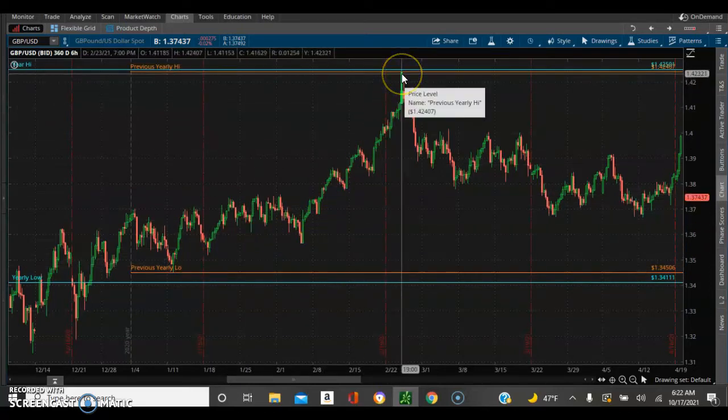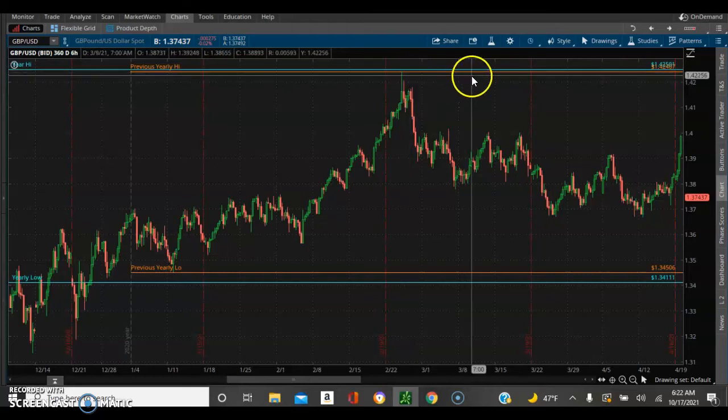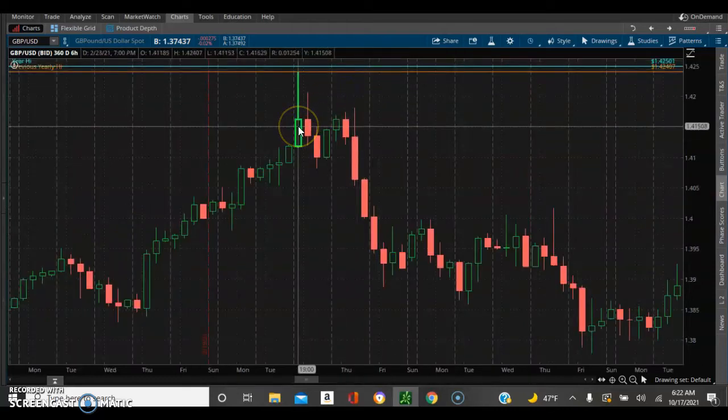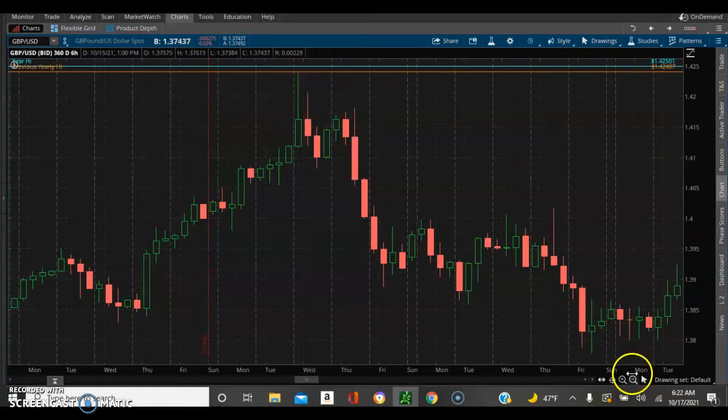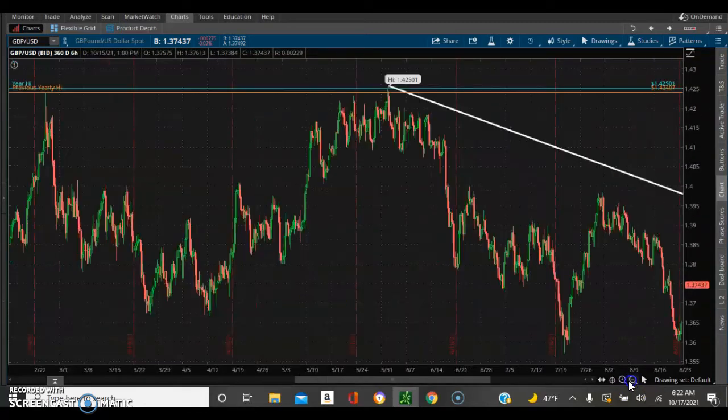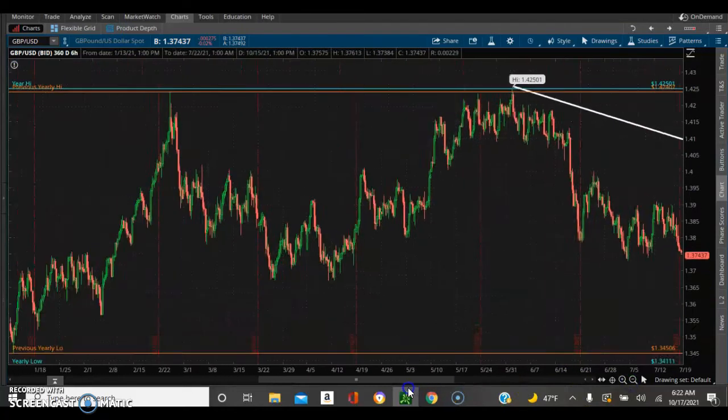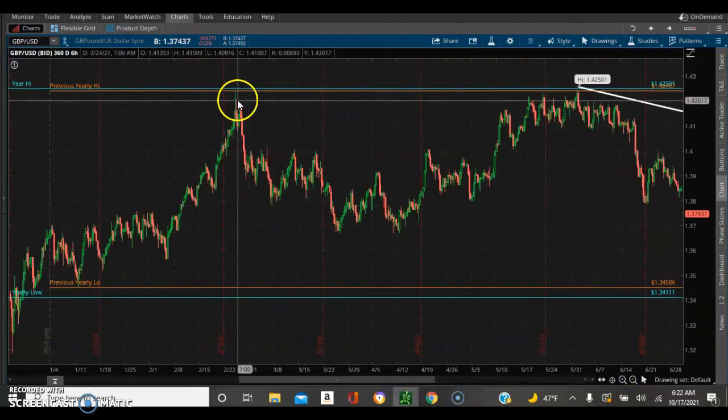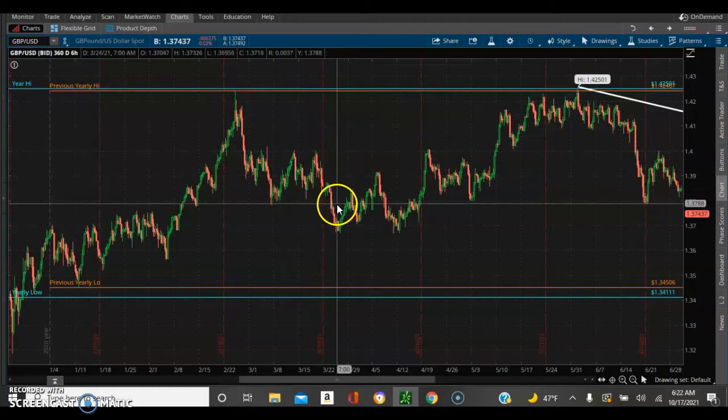Then it created the high of the year, a little over a month later. That would be February 23rd at 7 o'clock. So we have a high and a low of the year at this point. The market made that high and continued to fall.